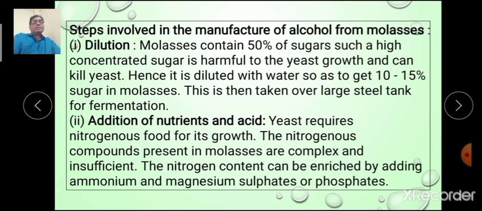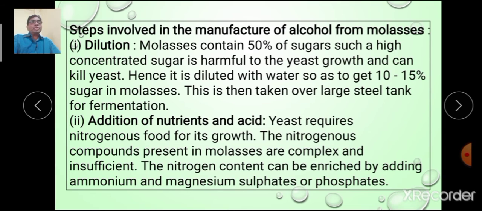The steps I have told in the manufacture of alcohol: first the dilution. As the molasses contains 50% of sucrose, which is a very high concentration, it is harmful to the yeast growth and may cause the death of the yeast, and therefore this percentage must be reduced. It is reduced by dilution with water to 10 to 15%. Now it is taken in the largest steel tank.